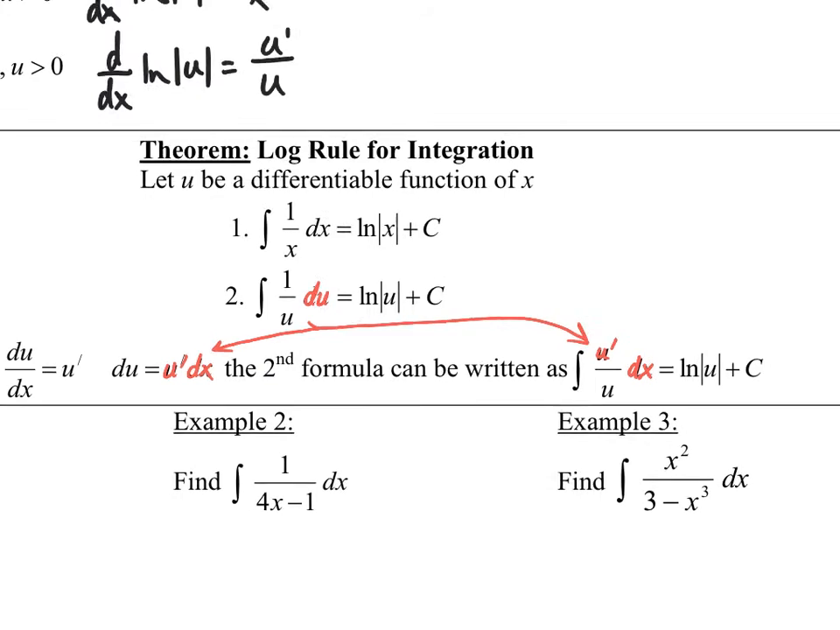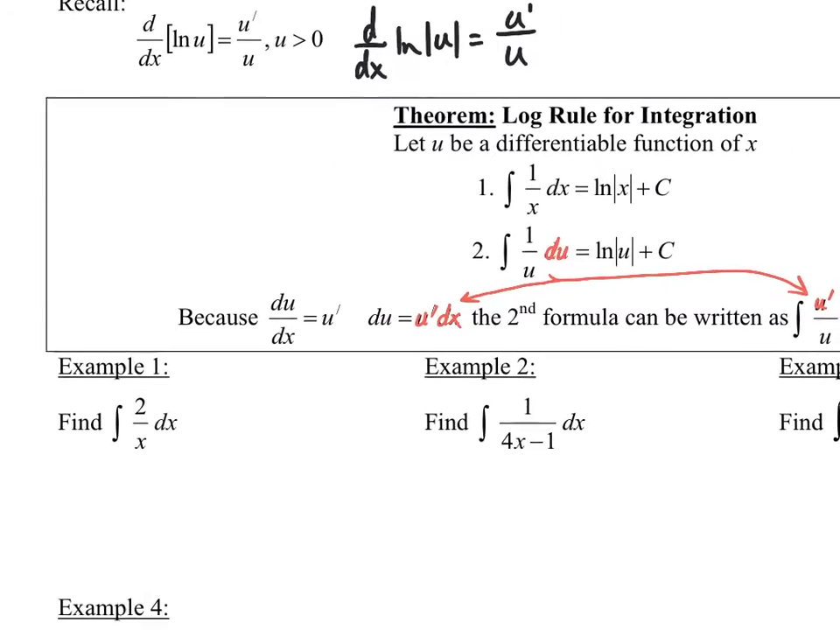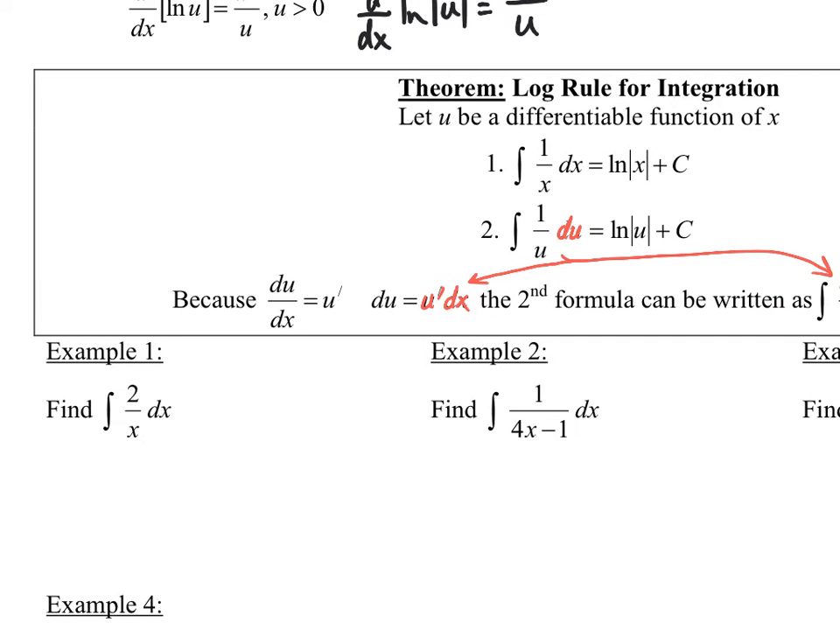Okay. All right, so let's work through a few of these, okay? If I'm doing the integral of 2 over x dx, well, I know that since the 2 is a constant, I could pull that out of the integral, so it's 2 times the integral of 1 over x dx. And the integral of 1 over x dx I know is ln of absolute value of x. So this is 2 ln of absolute value of x plus c. Okay?